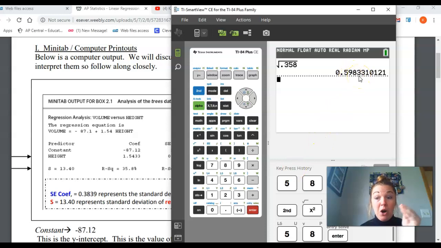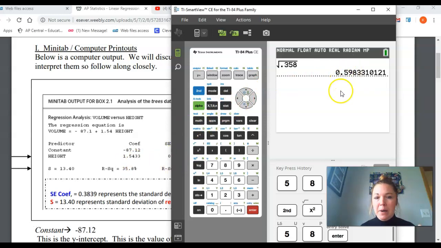Here's the catch. Remember, R can be either positive or negative. I don't have a graph. I don't know. What is it going to be? Positive or negative? Look at the slope. The slope here is positive, so our R value would be positive. If the slope was negative, the R would be negative.